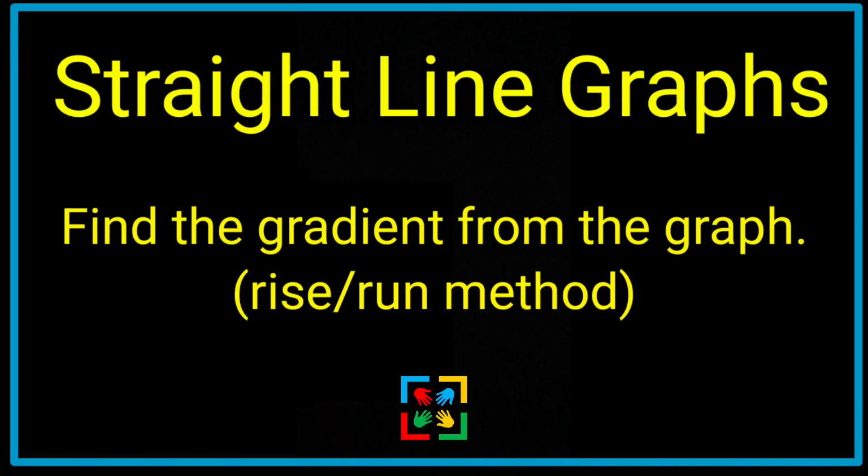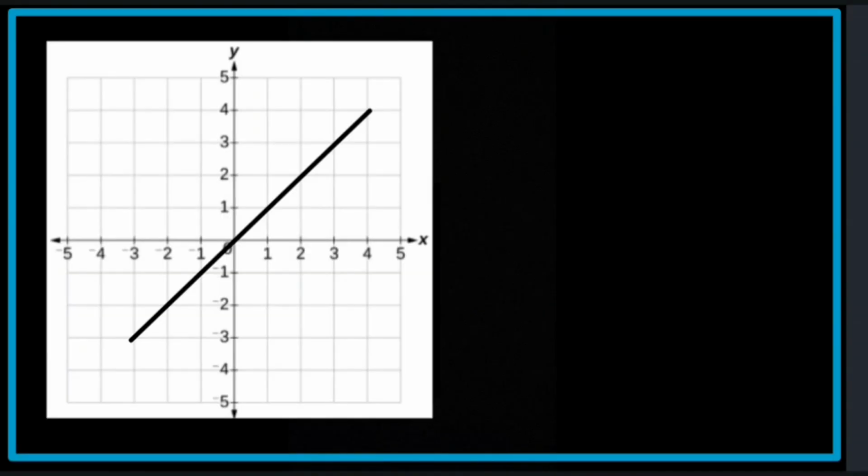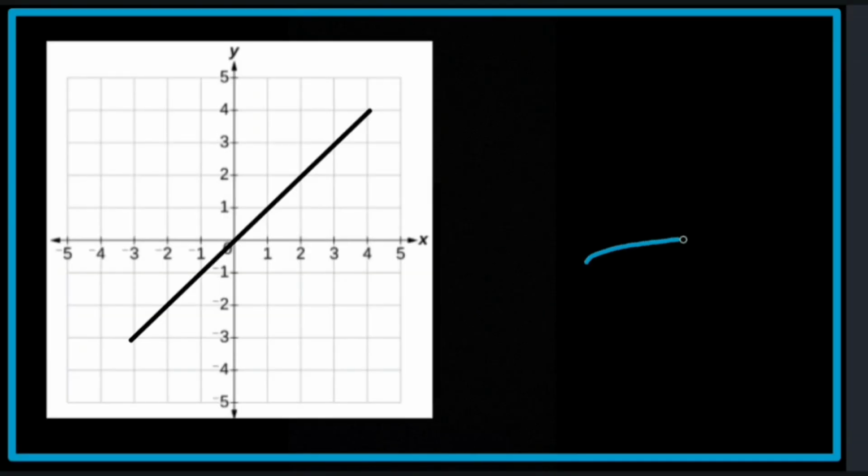In this video, I'm going to show you how to find the gradient from the graph using the rise-run method. Now, this method is very straightforward if you understand what you are doing. If you look at the line carefully, you can see that it crosses the y-axis at the origin, which is right there. Now, what you need to do is make a triangle with the remaining grid lines and make sure that you don't pass through any halves or anything that's not exactly on the grid.